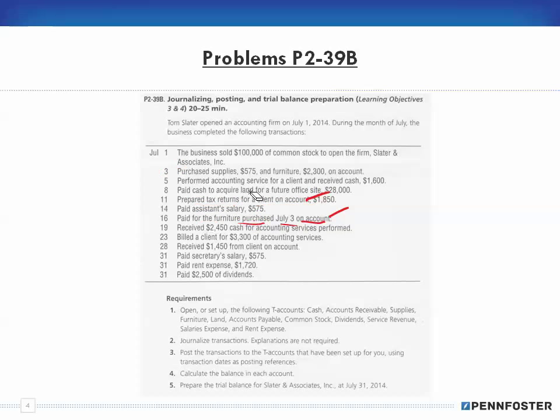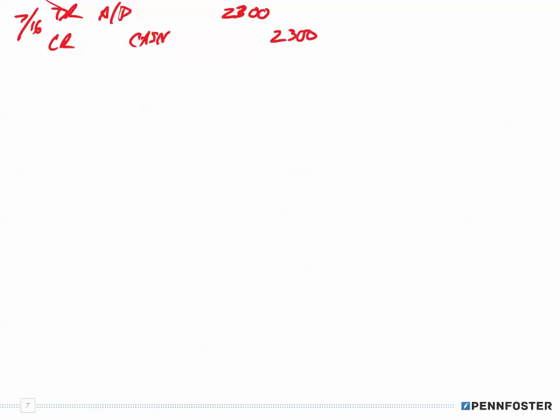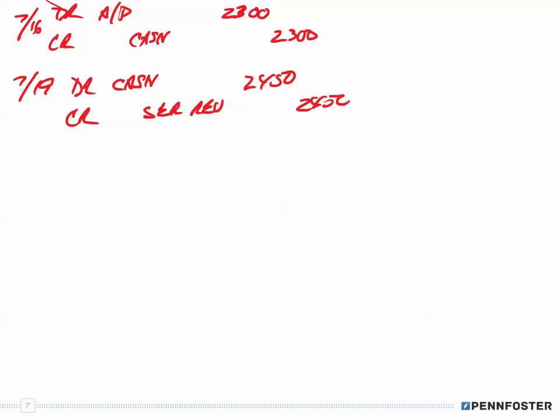Number 19. Dated 7/19 here. Received $24.50 for accounting services performed. Okay, so I'm receiving the cash for $24.50. So 7/19, I'm receiving cash, so I'm going to debit my cash for $24.50. And I'm crediting, I'm performing services, so service revenue for $24.50.